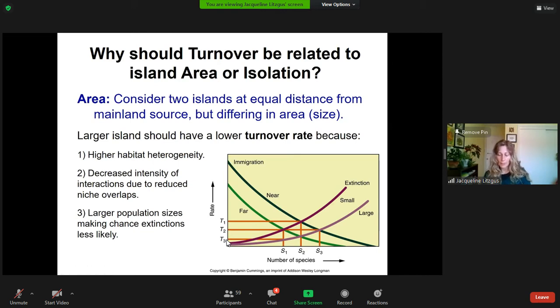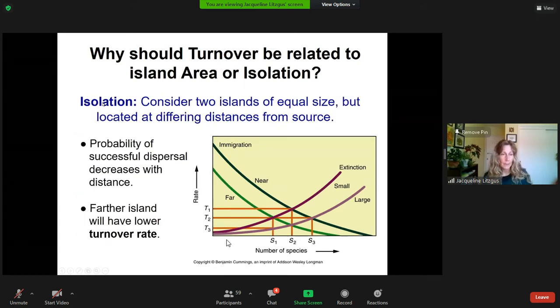So it supports Diamond's findings, right? That there's this higher turnover rate when there's fewer species. So that's pretty cool. So the other thing, so that's talking about area. So now we're going to talk about isolation, so the distance part. So why should this turnover rate be related to these things? So why should it be related to isolation?